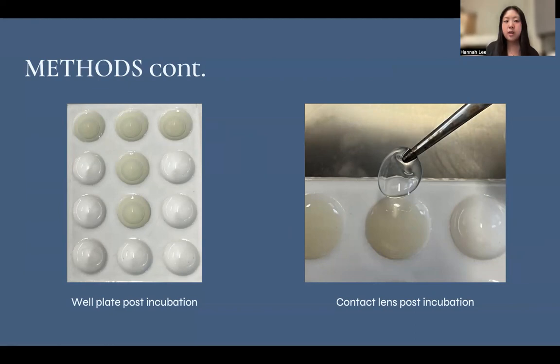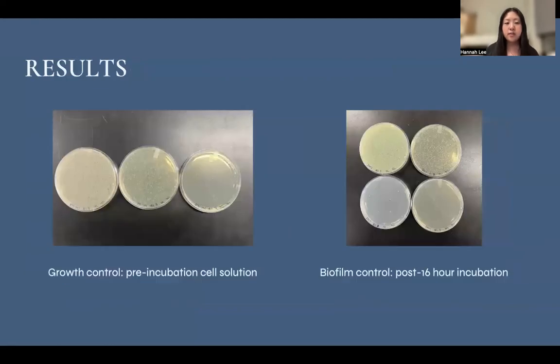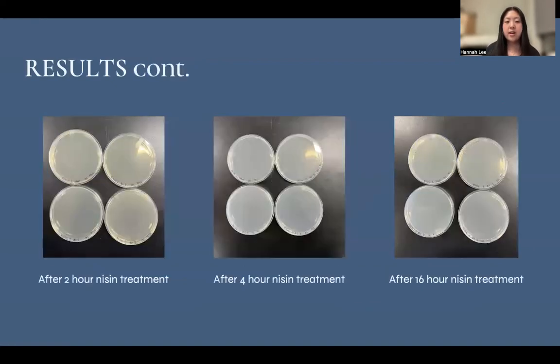For the results, on the left is the growth control, which was the cell solution before the original incubation in the well plate. And on the right is the growth control after the 16-hour incubation. As you can see, the cells grew, and in an ideal environment, there would be a lot of cell growth. And here are the agar plates that contain the solution of the nisin treatments.